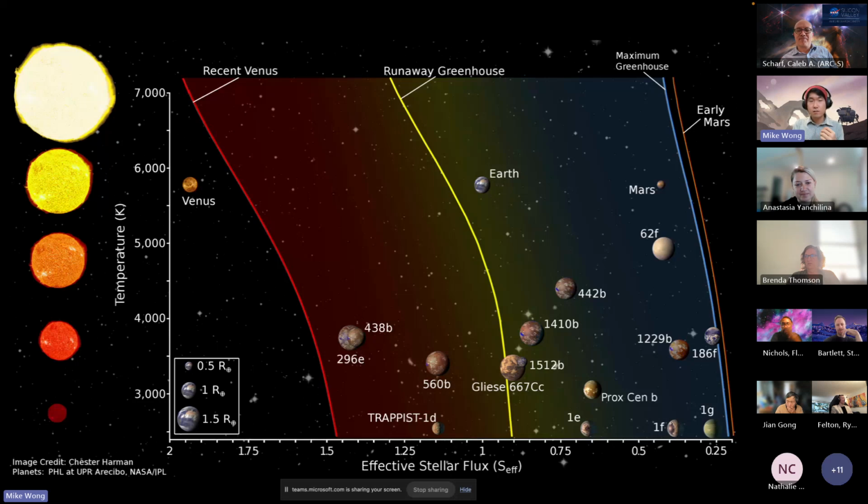This is plotted with respect to the temperature of the star that those planets are orbiting. That's what you see on the y-axis. And then on the x-axis is the effective stellar flux that the planet receives, where 1 is the amount of flux that the Earth receives. And you see roughly a dozen or so potentially habitable planets that we know of.